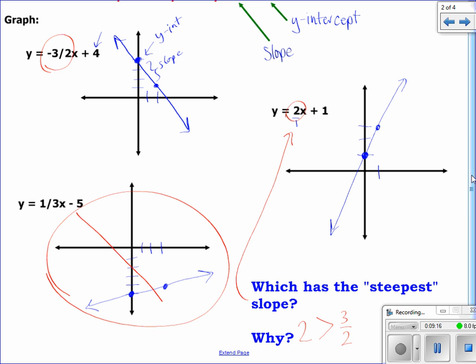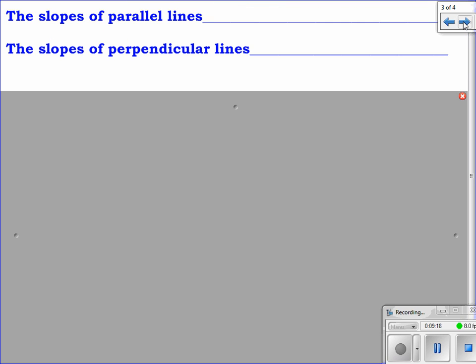All right, let's review this. I know you have learned this last year. You may not remember it. But the slopes of parallel lines, let's think about it. If we have 2 lines that are parallel, what do we know about their slopes? Okay, they're equal to each other.